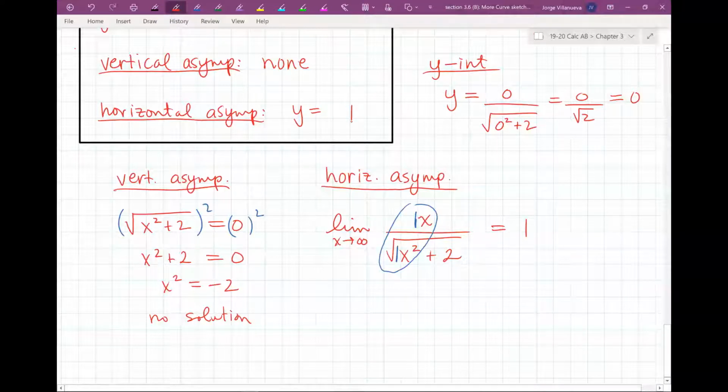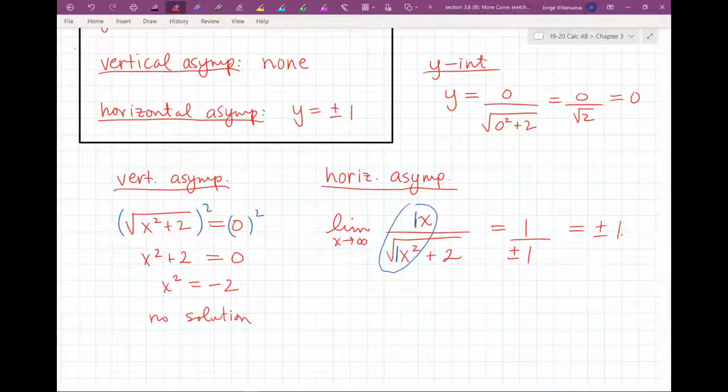But check this out. On the bottom, it'd be plus or minus because it is a square root. So it'd be square root of x squared, which would be a plus or minus 1x, right? Plus or minus 1. So my horizontal asymptote is going to be composed of 2 different asymptotes, one at positive 1 and one at negative 1. Okay, so this will be a plus or minus 1. Is everybody okay with that?